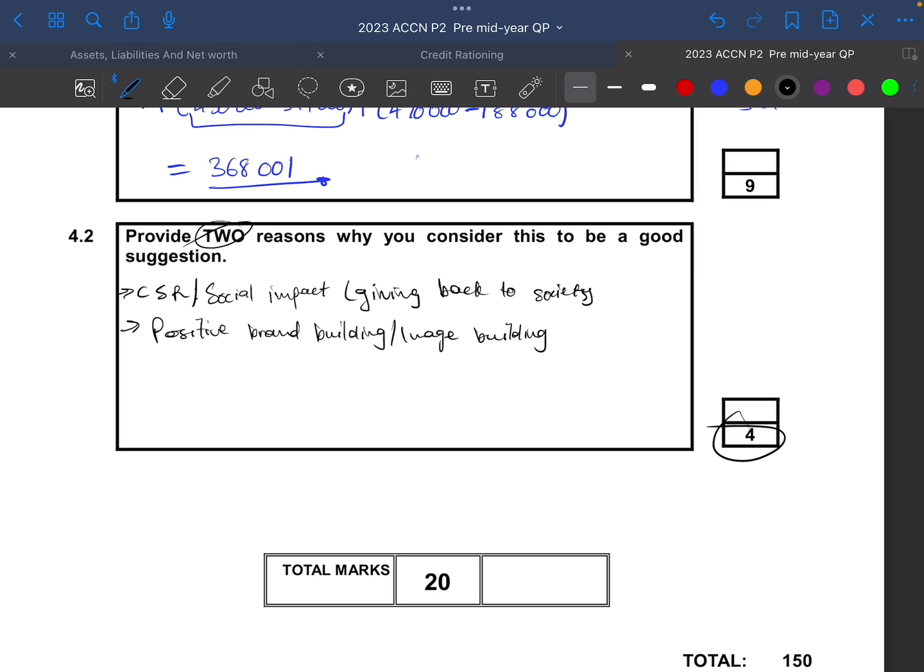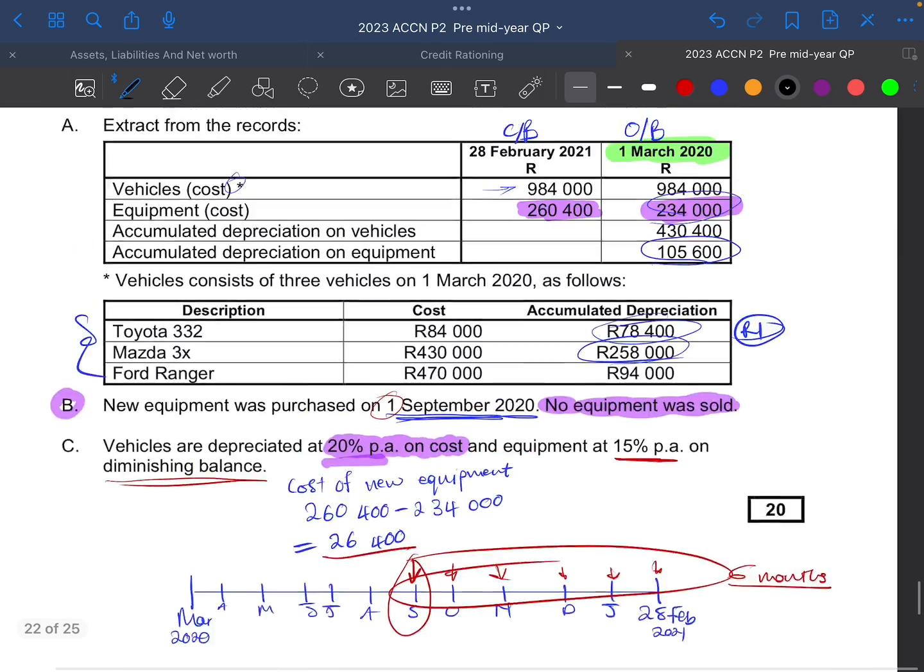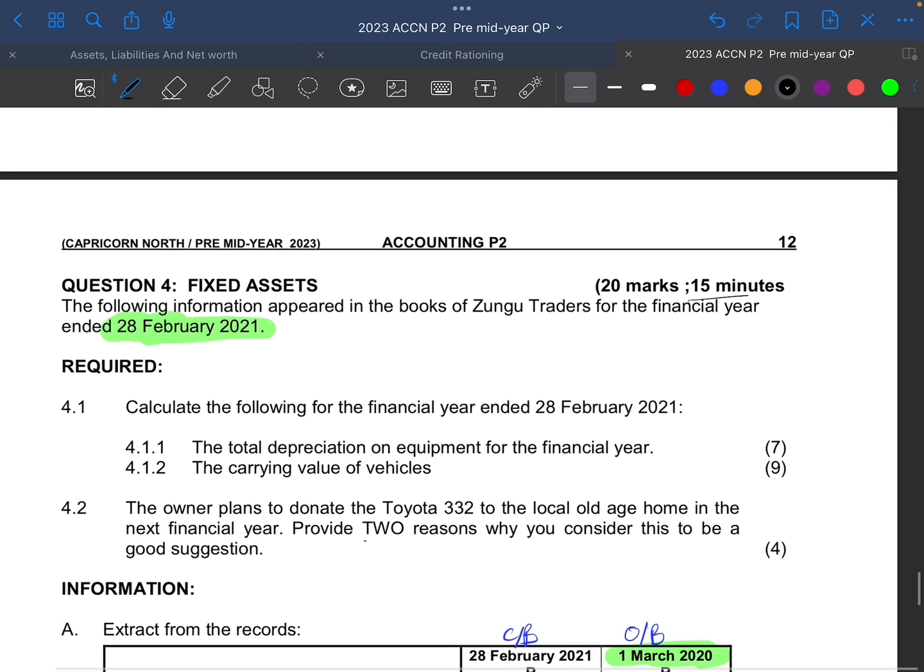So now that's just about it for the 20 marks. And I think it's how long was the question supposed to be? 15 minutes.